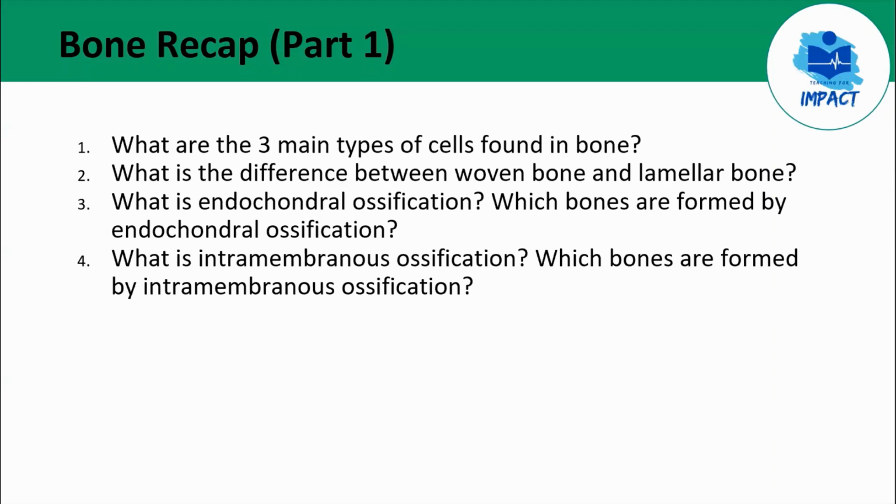And the next question is intramembranous ossification. It is bone formation through direct mesenchymal progenitor cells, and it forms the bones of the vault of the skull, the maxilla, most of the mandible, and the clavicles.